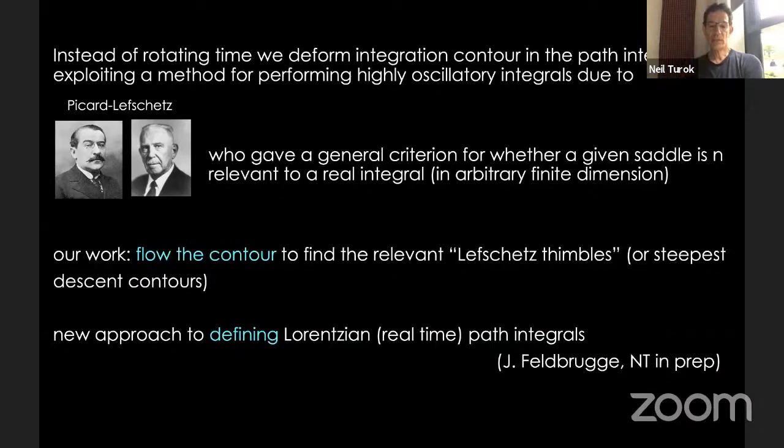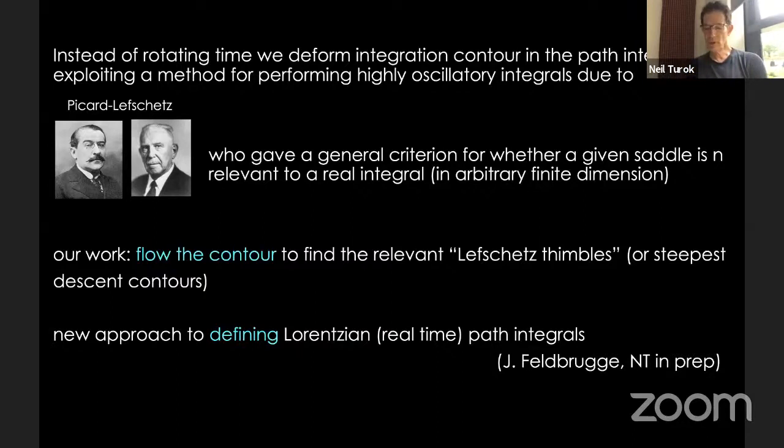Now, in our work, we take a slightly different point of view to Picard and Lefschetz, because the problem with their point of view is that generically in a nonlinear theory, there are an infinite number of saddles, and their criterion starts from each saddle and determines whether or not it's relevant by following a certain flow. The trouble is that that takes a lot of time. There's a simpler way to do it, which is to take the original contour and flow it off the real axis downwards on a certain landscape, and it will then find the relevant saddles itself. It doesn't just find the saddles, it will find what are called Lefschetz thimbles. These are just the steepest descent contours along which the integral converges maximally well. And so the integral becomes absolutely convergent, and then all sorts of nice properties follow.